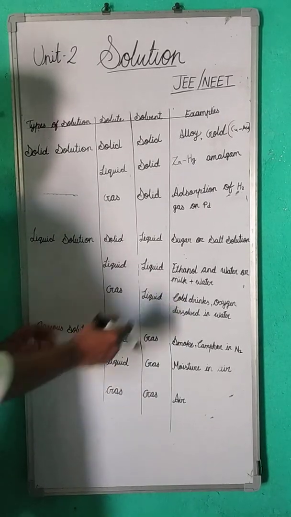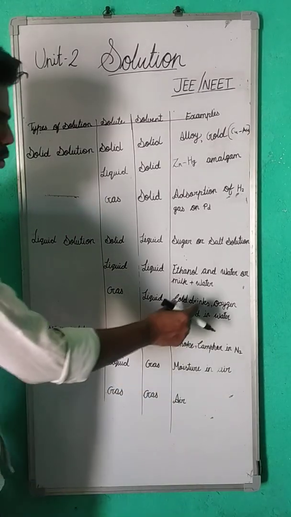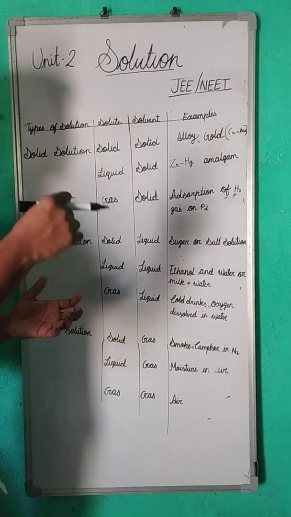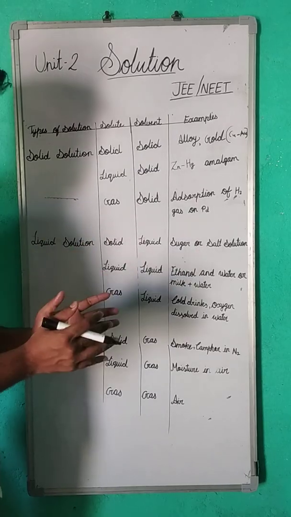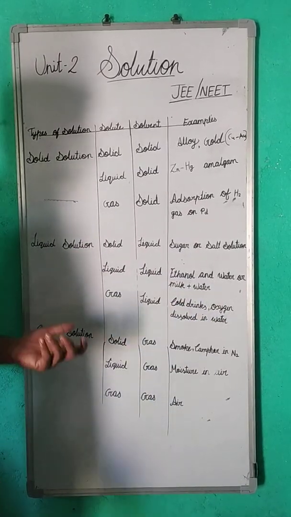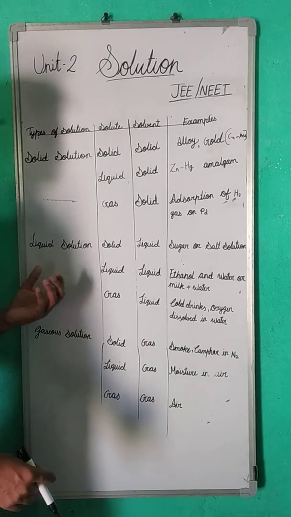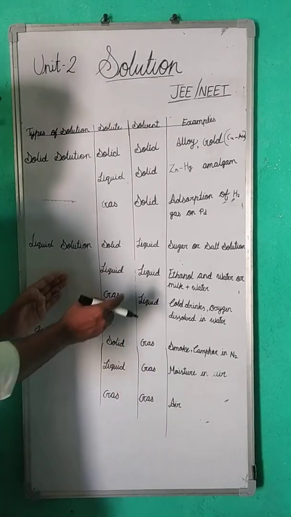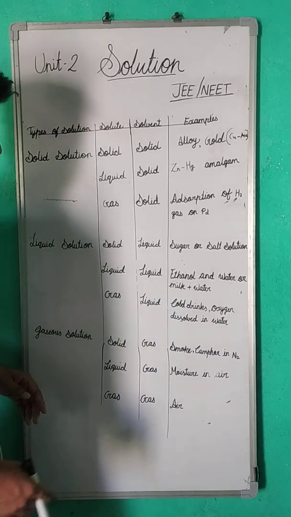And then gas in liquid. In daily life we consume cold drinks in which gas is pressurized in a liquid, or you can take the example of oxygen dissolved in water. You can see in rivers, seas and lakes where oxygen is dissolved in water. So this is a gaseous solute in a liquid solvent.